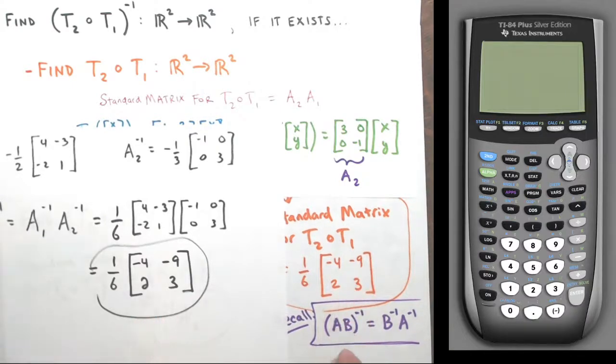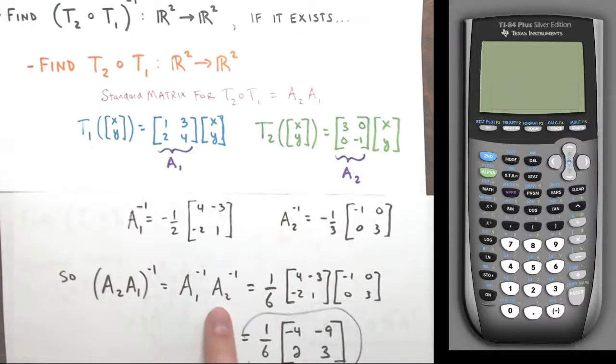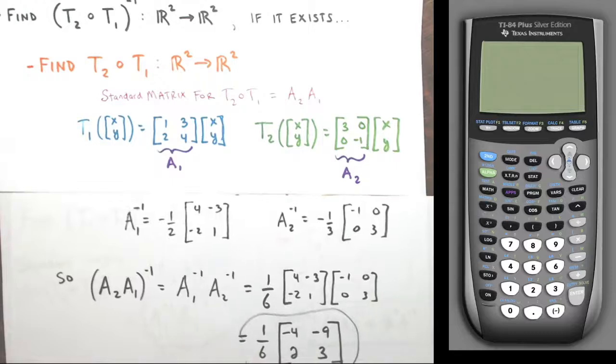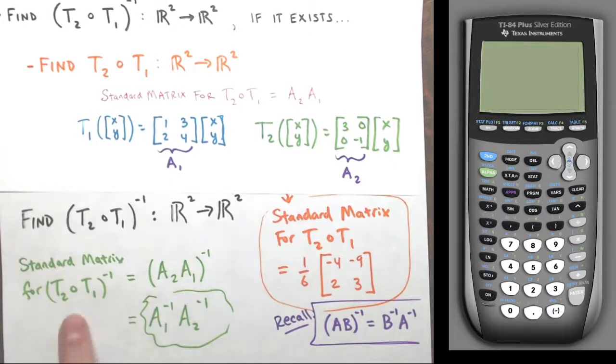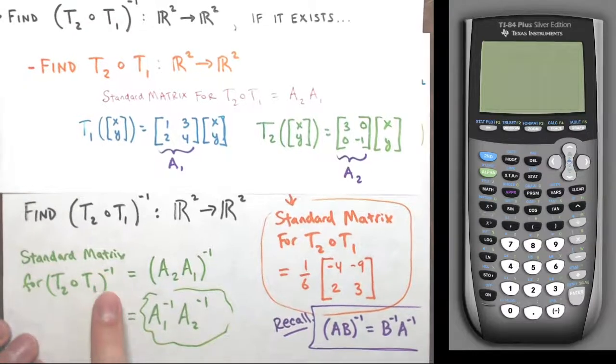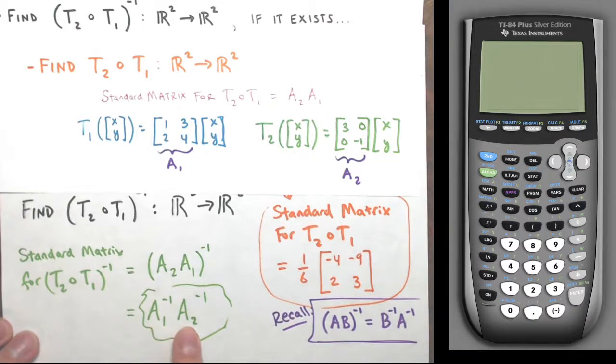So what you're seeing here is that the standard matrix for T2 composed with T1 inverse is just the standard matrix for T1 inverse times the standard matrix for T2 inverse.